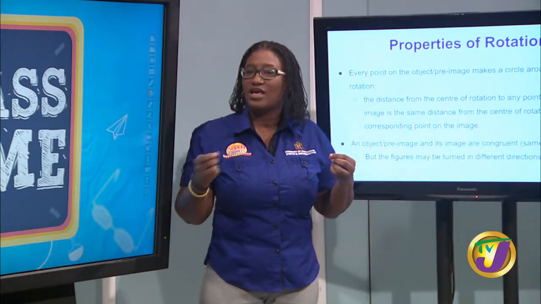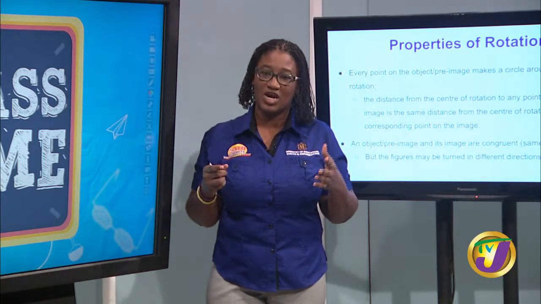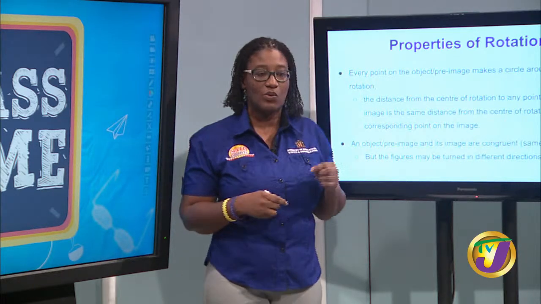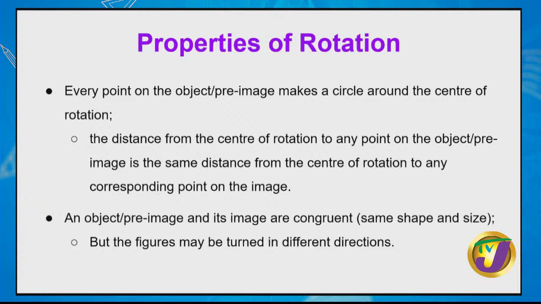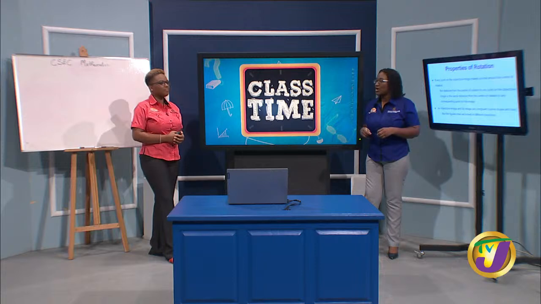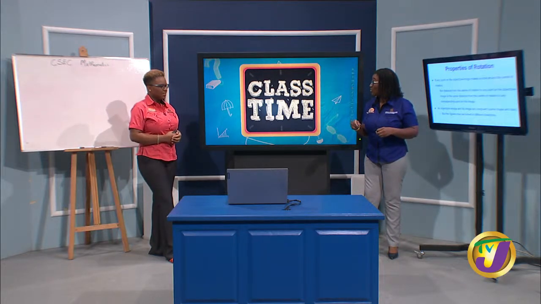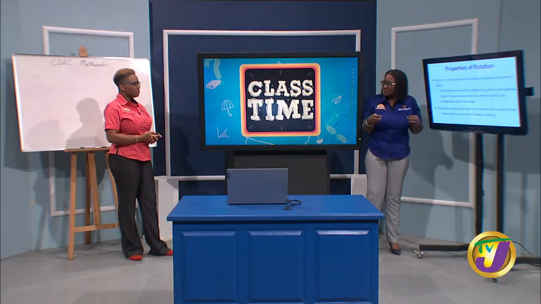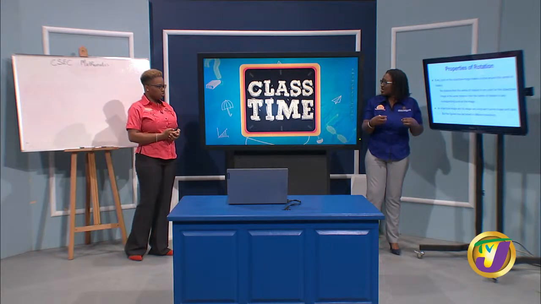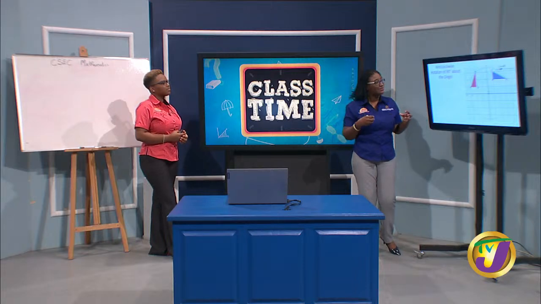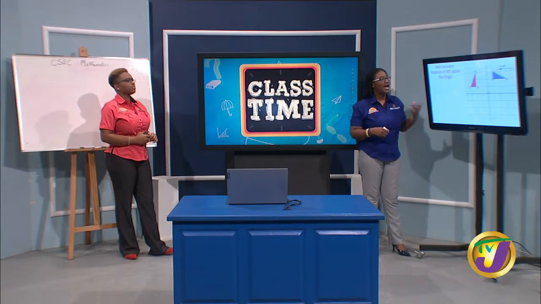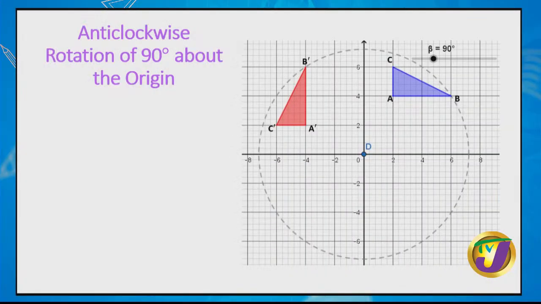So I want us to delve a little deeper. In the rotation we performed earlier, we had a center of rotation at the point (1, -1). But there are sometimes when the center of rotation is the point (0, 0), what we call the origin. When that happens, some special things happen where the coordinates are concerned. So let's look at the anti-clockwise rotation of 90 degrees about the origin.